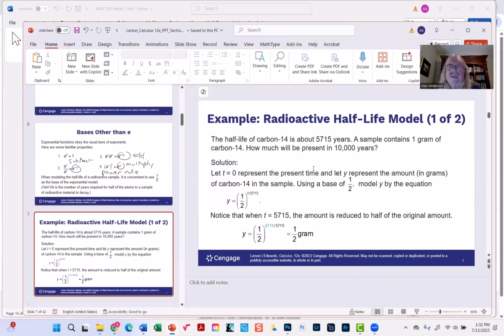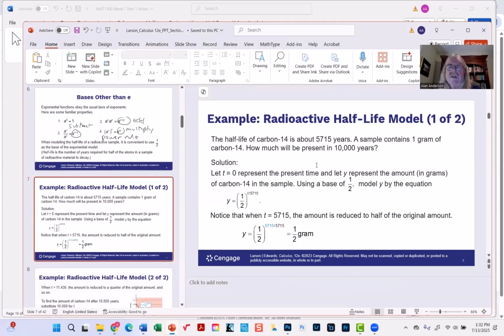All right, so here we go. Here's a good example. The half-life of carbon-14 is about 5715 years. Okay, now of course, you've heard of carbon dating. This is how they figure out how old things are. Let's say a new tomb is discovered in Egypt and they find mummies and they want to know how old they are. This is how it's done.